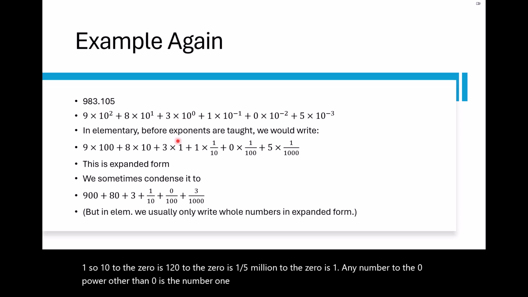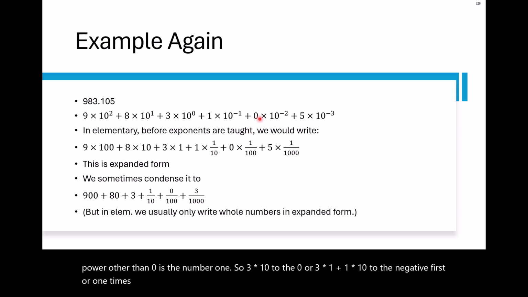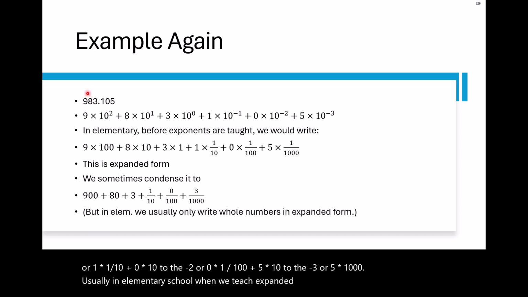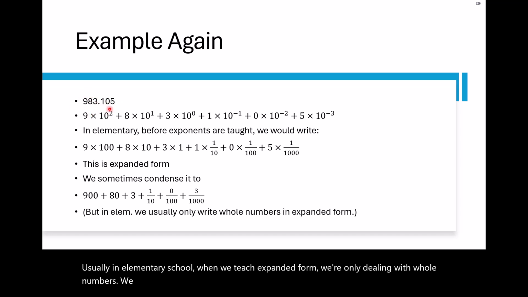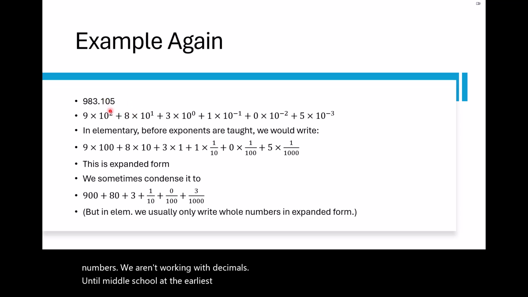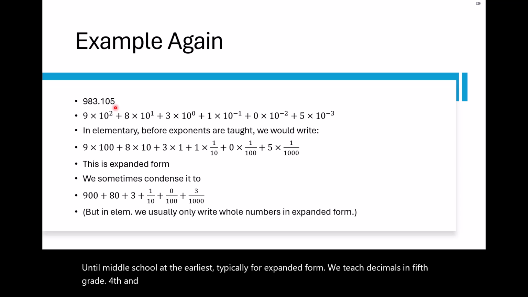So 3 times 10 to the 0, or 3 times 1, plus 1 times 10 to the negative 1st, or 1 times 1/10, plus 0 times 10 to the negative 2, or 0 times 1 over 100, plus 5 times 10 to the negative 3, or 5 times 1/1,000. Usually in elementary school, when we teach expanded form, we're only dealing with whole numbers. We aren't working with decimals until middle school at the earliest. Typically for expanded form, we teach decimals in like 4th and 5th grade, but we don't necessarily go into expanded form with them until a little bit later. But it depends on your curriculum.